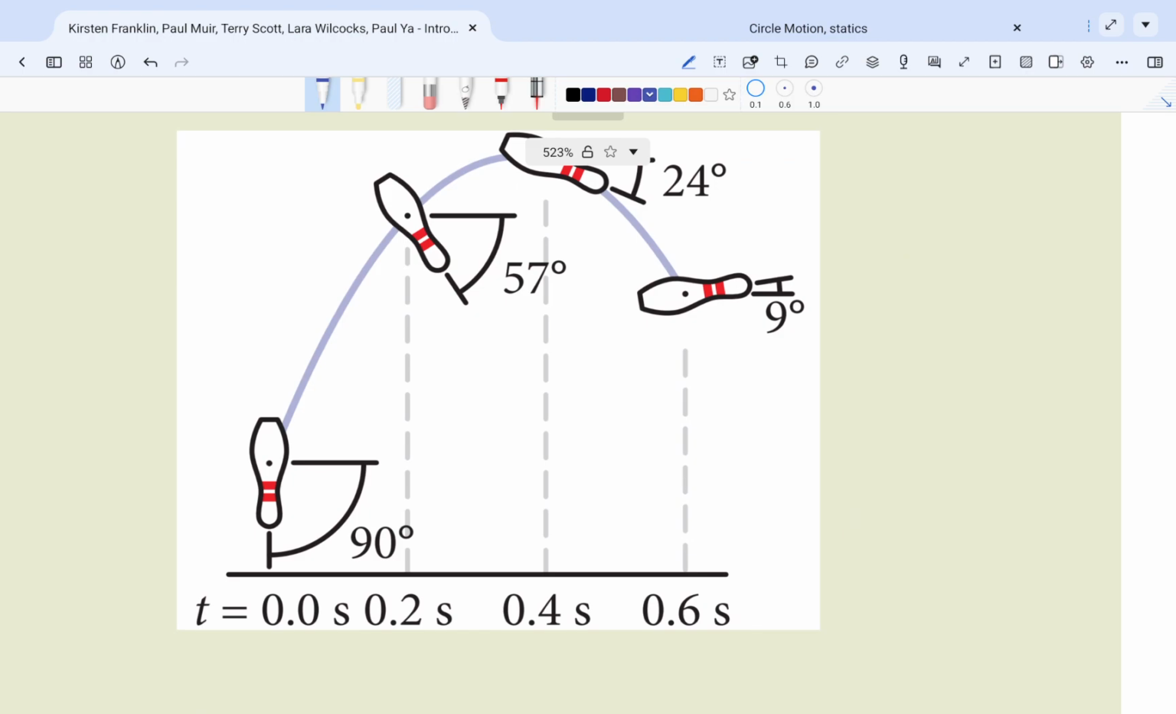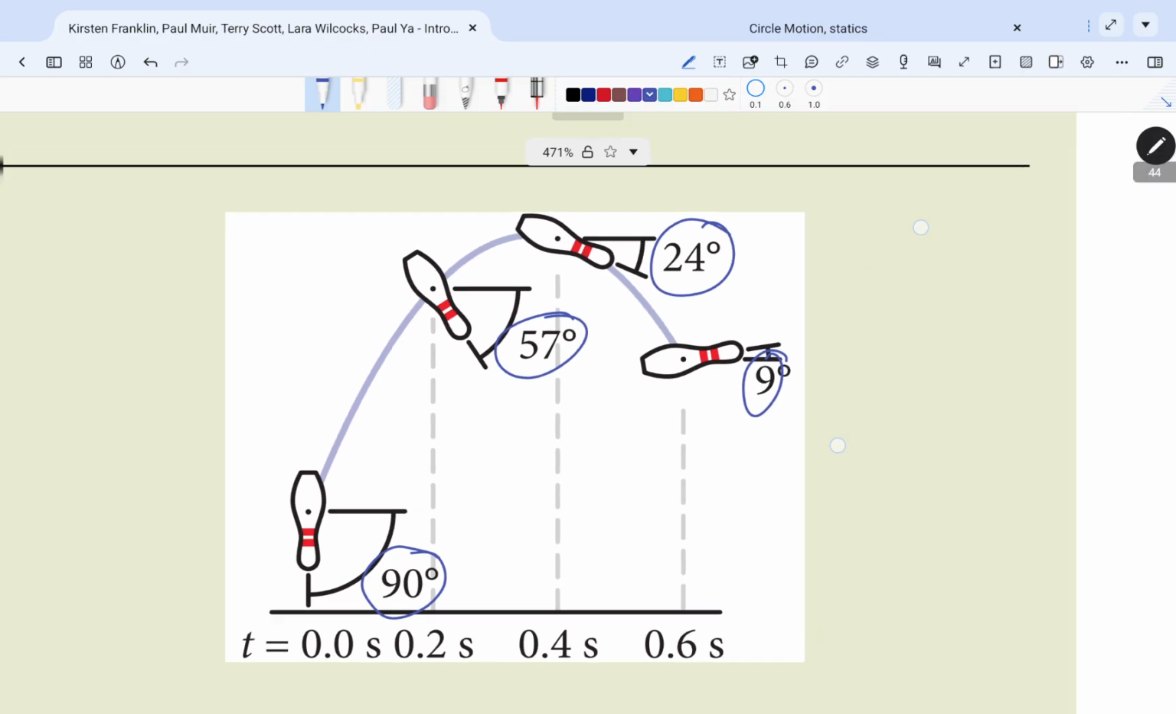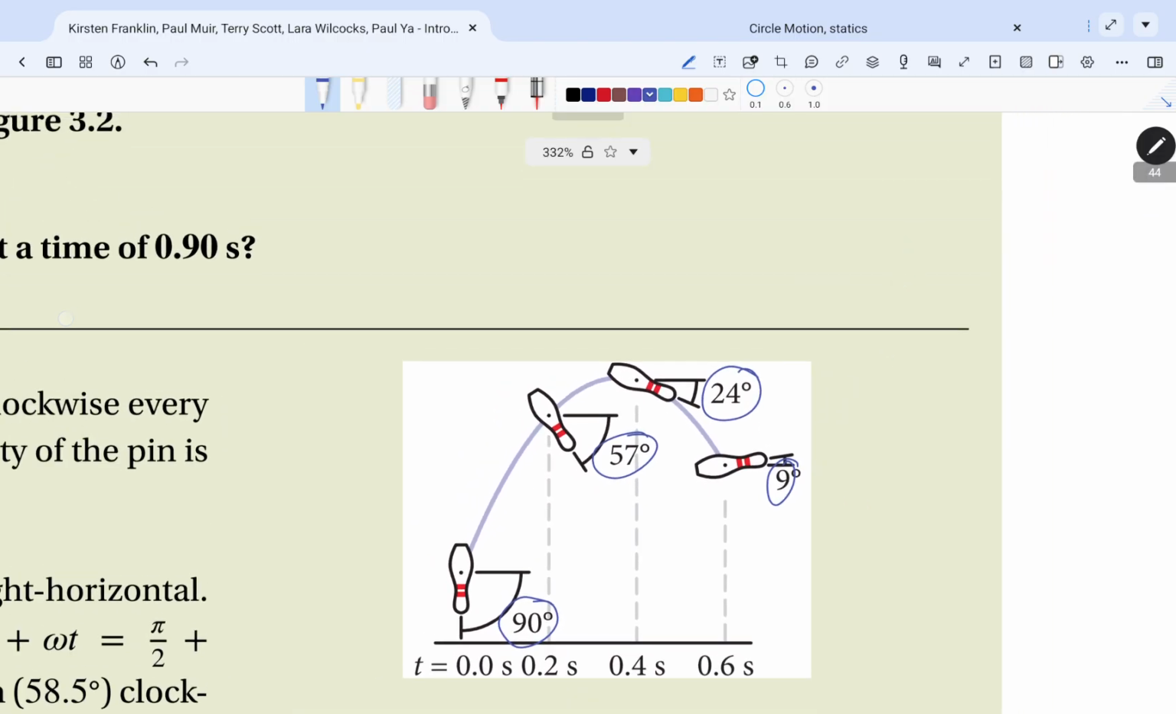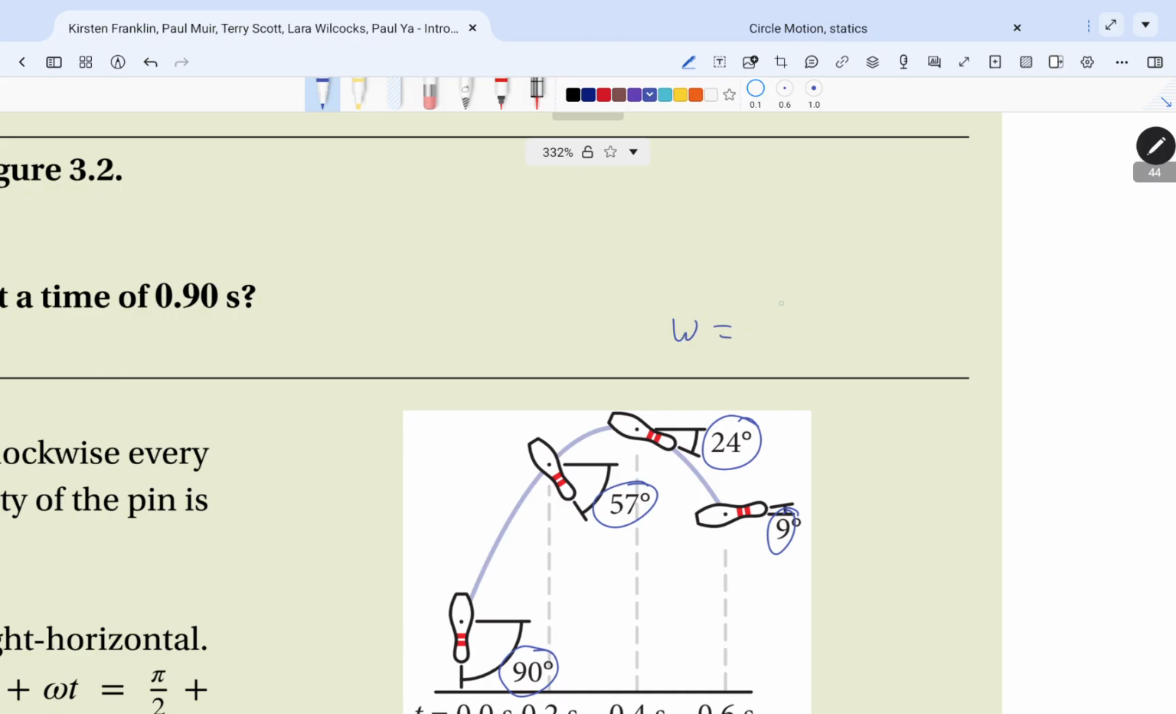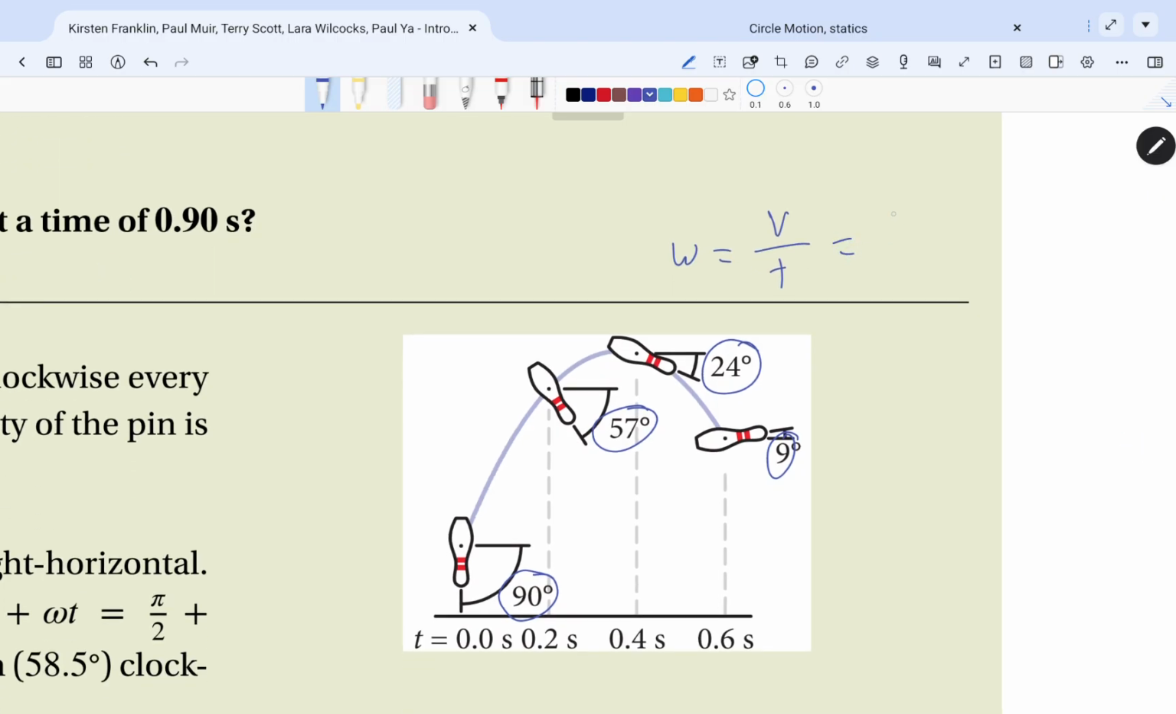So here we see the pin changes from 90 to 57, that's 33. From 57 to 24, that's another 33, and again 33. So it's changing 33 degrees every 0.2 seconds. So remember, we're looking for the angular velocity, that's W, and W equals V over T. Well, what's our V? What's the rate at which we're changing? We are changing 33 degrees every 0.2 seconds. And what's that equal to? Putting that in my calculator.